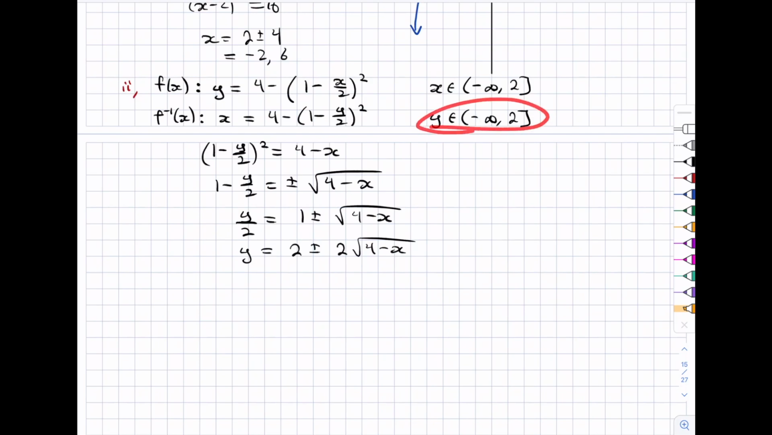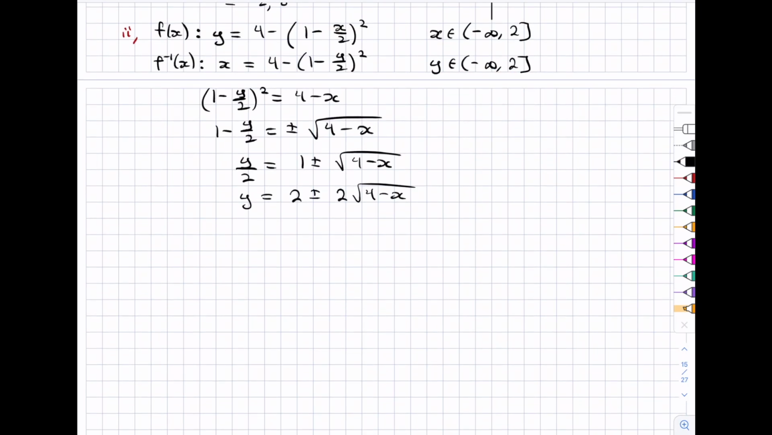Now, once again, I've got that y has to be anything less than or equal to 2. So if I've already got a 2 here, I can't add anything else that's positive. This part here is positive, so I can't be adding something onto 2, otherwise I'd be exceeding my restriction on y. So I'm going to say since y is in between minus infinity to 2, now I'm able to justify that I'm only taking the negative case here instead of the positive case. So y equals 2 minus 2 root 4 minus x, and I need to state domain and range of this.